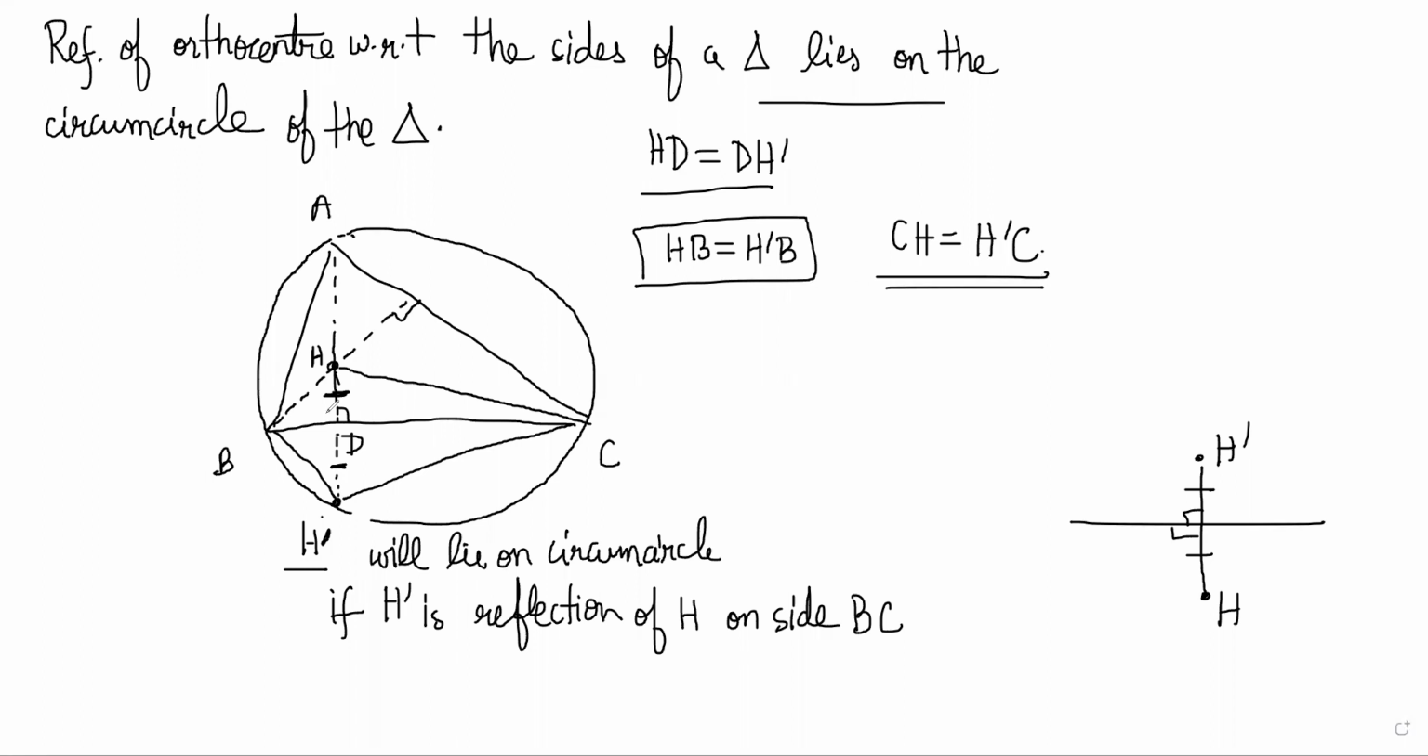Sir, BC is subtending angle A, and A lies on the circle. But we don't know yet whether H dash lies on the circle or not. We have to prove that, right? Sir, DAC is the same as HBC. Sir, the arc BH dash is subtending an angle.